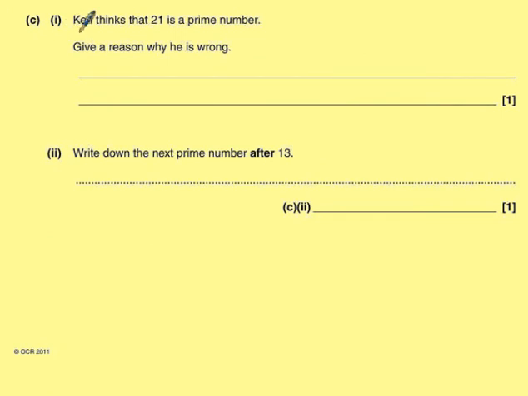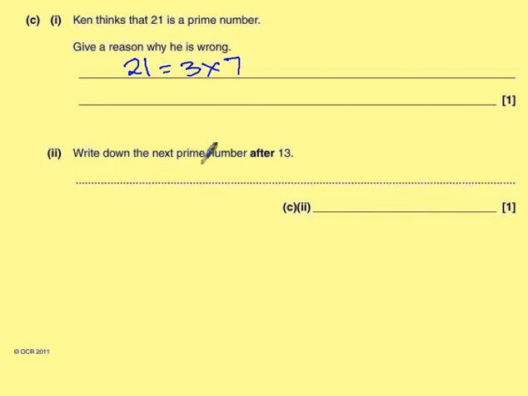Part C, part 1. Ken thinks that 21 is a prime number. Give a reason why he is wrong. Well, quite simply, 21 is in the 3 times table because 3 times 7. And that's as good a reason as any, is to say that 21 can be divided by 3 and 7.